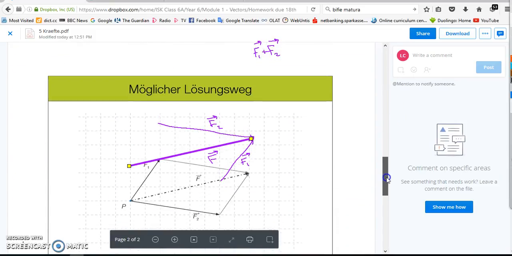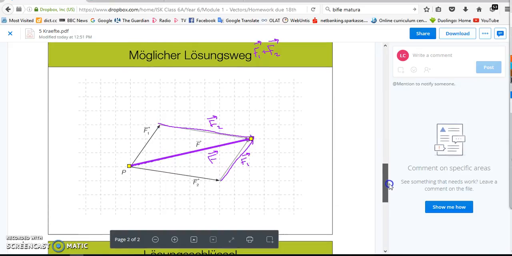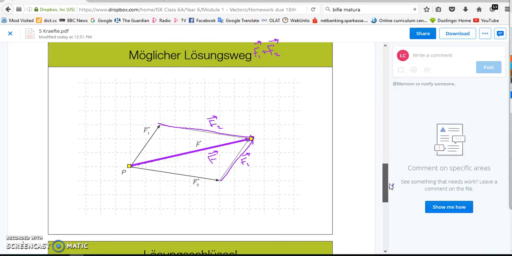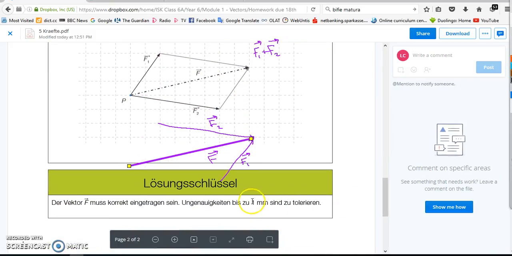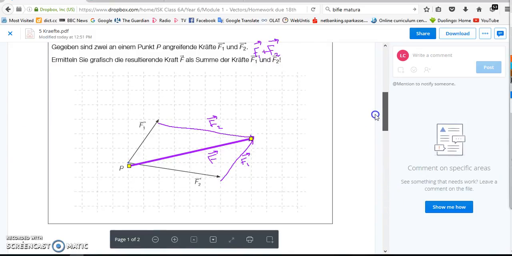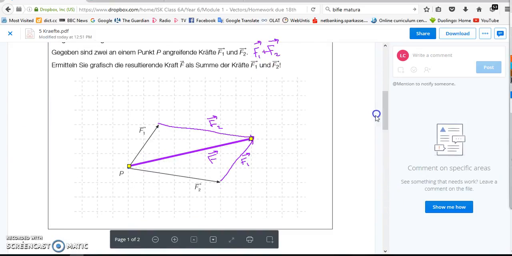And you can see that that's exactly what they've done, although they have a slightly more accurate description. And you can see that you can be a little bit inaccurate up to 1 millimeter, and you would still get the correct answer here. So hopefully this has helped, and hopefully you've had a nice introduction to Matura style exercises.